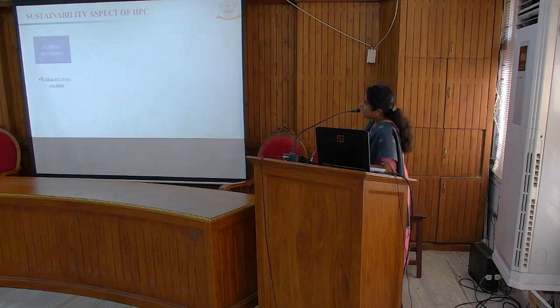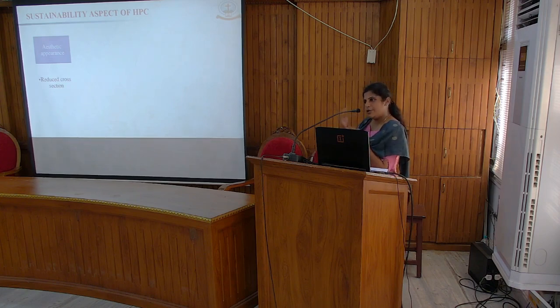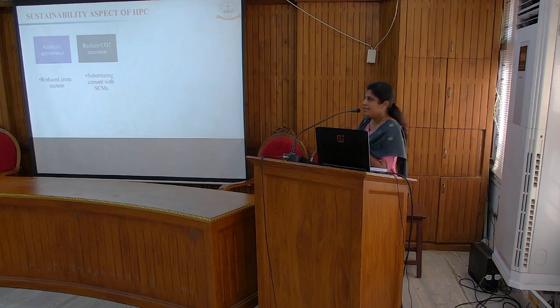Coming to the sustainability aspect of HPC, when compared with normal concrete, we can reduce the amount of concrete by using high performance concrete. By reducing the amount of concrete, we can reduce the cross section of the structure. Thus, we can improve the aesthetic appearance. As I said, to produce high performance concrete we need high cement content. That high amount of cement can be substituted by supplementary cementitious materials like GGBS, Alccofine, etc. Thus, we can reduce the carbon dioxide emission during cement manufacturing.